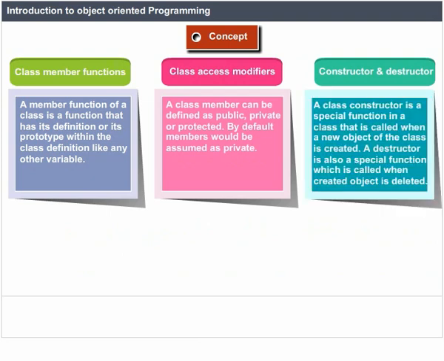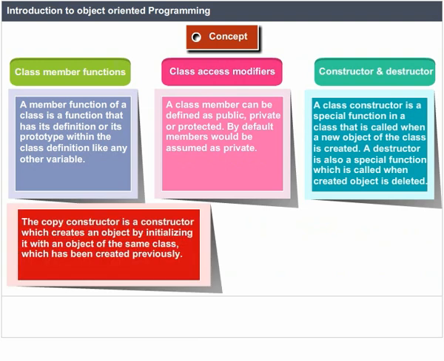A class constructor is a special function in a class that is called when a new object of the class is created. A destructor is also a special function which is called when a created object is deleted. The copy constructor is a constructor which creates an object by initializing it with an object of the same class, which has been created previously.